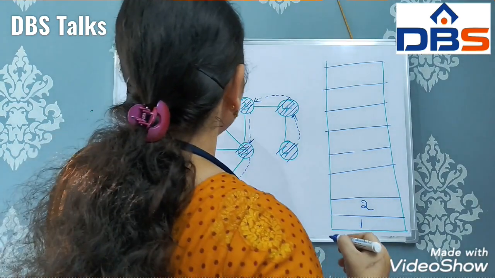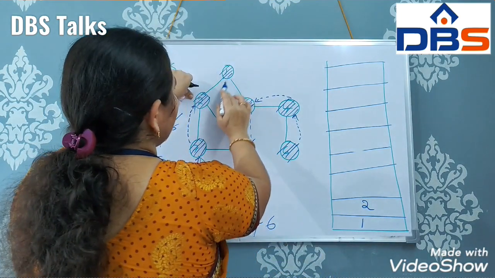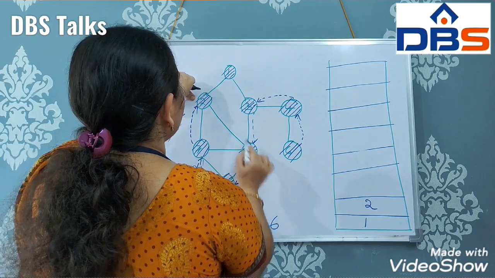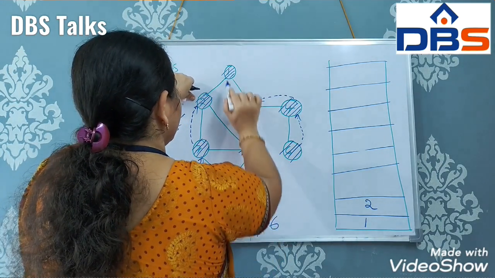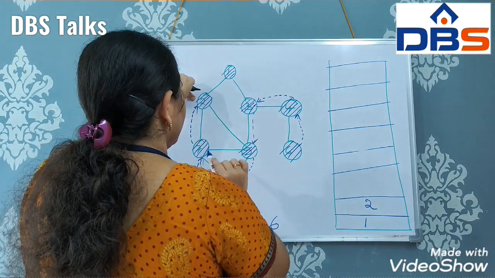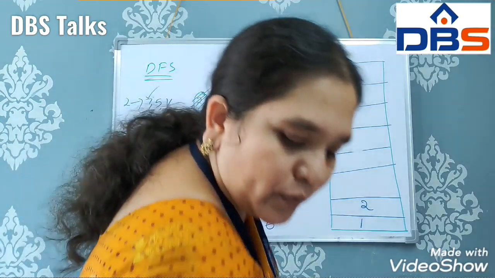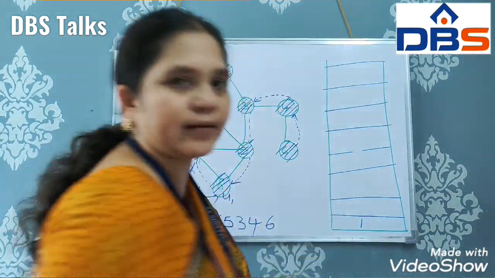Backtracking. So next, 2. 2 is already visited. What are the adjacent vertices of 2? 1, 7, 5. All are visited. No unvisited vertices here. All are visited vertices. So that's why we need to pop 2 from the top of the stack.